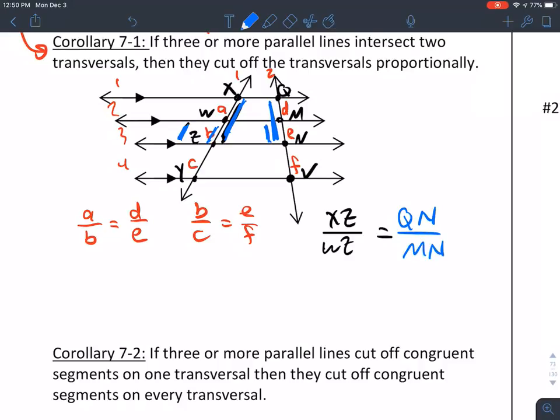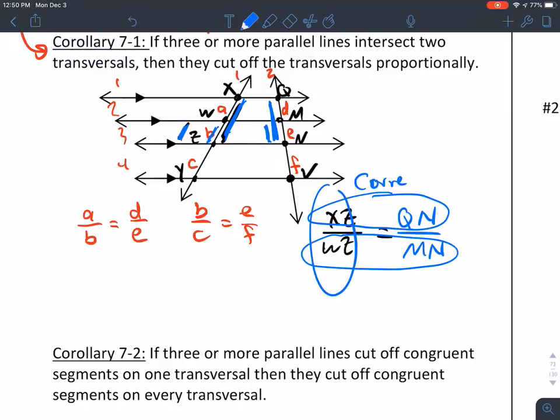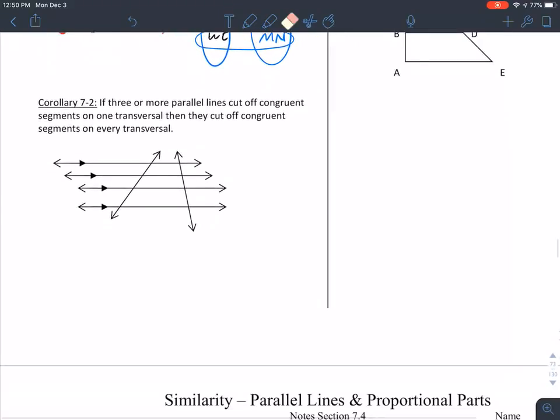There's lots of proportions you can write from this, but it's important to know that you must have a relationship this way, and in this case, these are corresponding. You must have a relationship this way, and in each case, these are on the same transversal. Hopefully this will make more sense as we do examples.